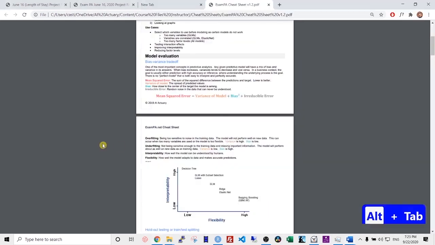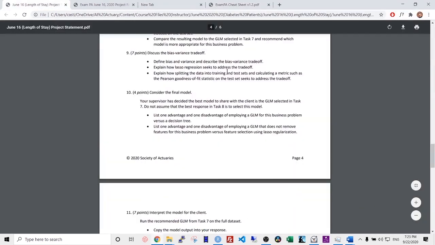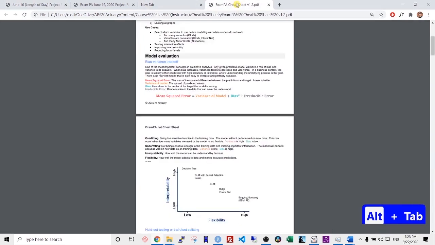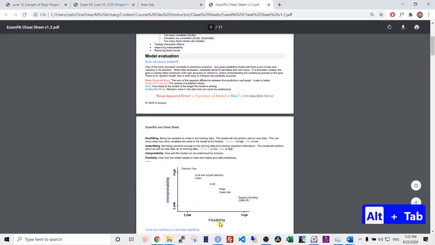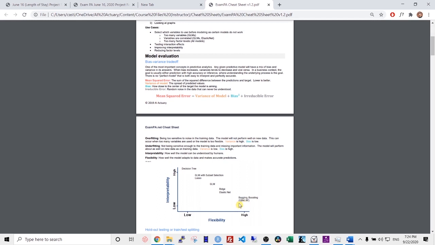What was the question again? Explain how the lasso regression seeks to address the trade-off. So the lasso regression adjusts the model's flexibility. This graph shows the flexibility on the x-axis versus the interpretability on the y-axis. The flexibility is the amount by which the model changes when the data changes. So on the right here you have something like a random forest or a GBM because it can make very nuanced predictions. On the left you have a simple decision tree which makes more rugged or simple predictions. This decision tree is easier to interpret, but it's less flexible.